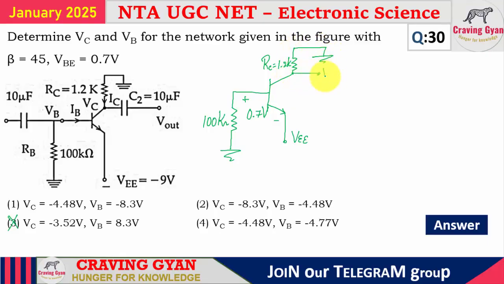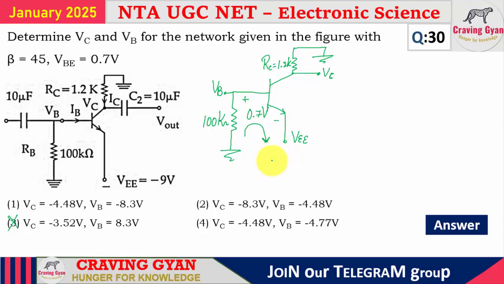Here you try to measure VC. Here you try to measure VB. That's it. So the voltage drop across the base is the base voltage, and the voltage drop across the collector terminal is the collector voltage. Now you try to apply KVL to the input loop. See, the current will be flowing upwards.